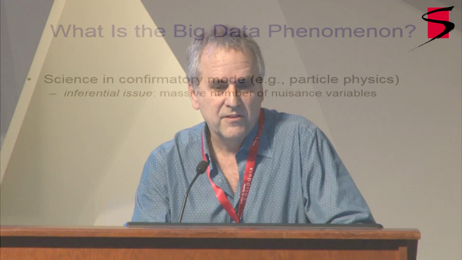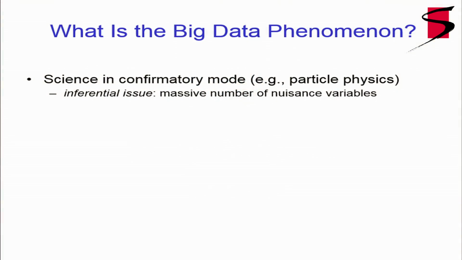Okay, so now let's go back maybe 10 or 15 years. Where did this set of issues start to arise? For me, at least, it was first in science. So the Higgs boson was an example. Science in confirmatory mode. So you gathered a large amount of data to decide whether there was a Higgs boson or not. Statistically, it was just hypothesis testing.